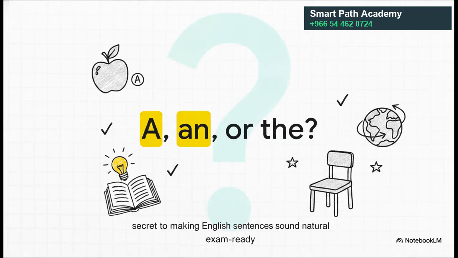A, an, or the. Now you might be thinking, why are we spending time on such tiny words? Well, choosing the correct one is literally the secret to making your English sound perfectly natural. Not only that, but getting this right makes you totally exam ready. You see, examiners are absolutely always checking to see if you can use these articles correctly. It's a huge sign that you truly understand the flow of the language.